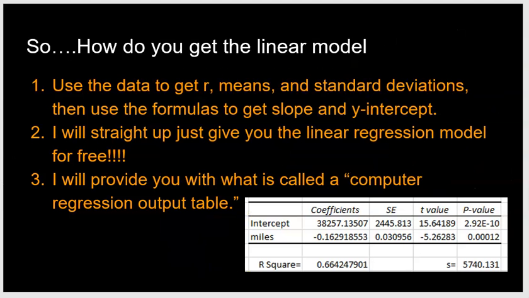So in a nutshell, how do you get the linear model? Well, there's actually three ways you can get the linear model. One, you could use all the data like we just did to get R, get the means for X and Y, get the standard deviations for X and Y, and then use the formulas to find slope and find Y intercept. That is what's going to happen. But again, very rarely will I honestly make you do that. And if I do make you do that, I will give you all the data you need.